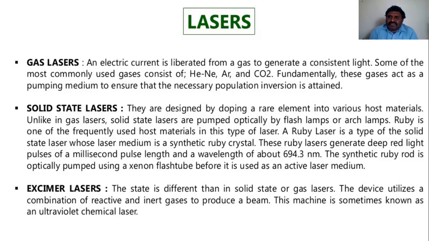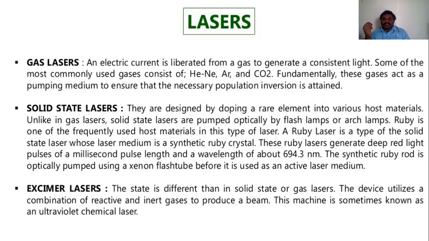By using this type of thing, we can go with the laser. Light energy can be generated here. And the solid state, same thing. We can go with the host material, doping with the arms of a lamp, and ruby is one of the frequently used host materials. Most of the time we go for the ruby crystal so that more light is generated. And the excimer is different from the gas and the solid state.